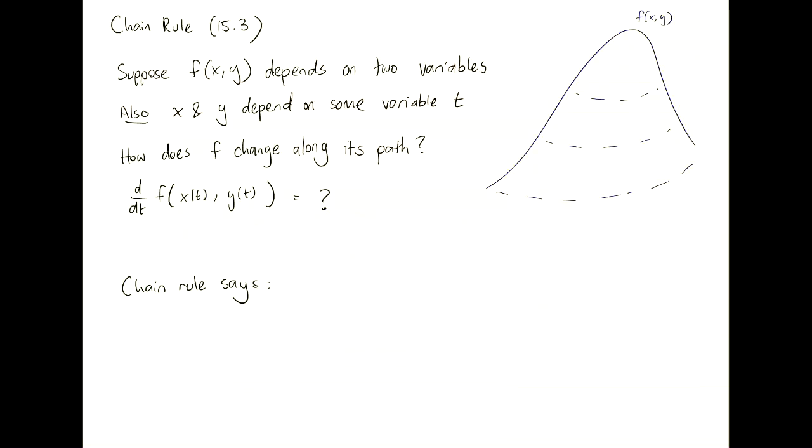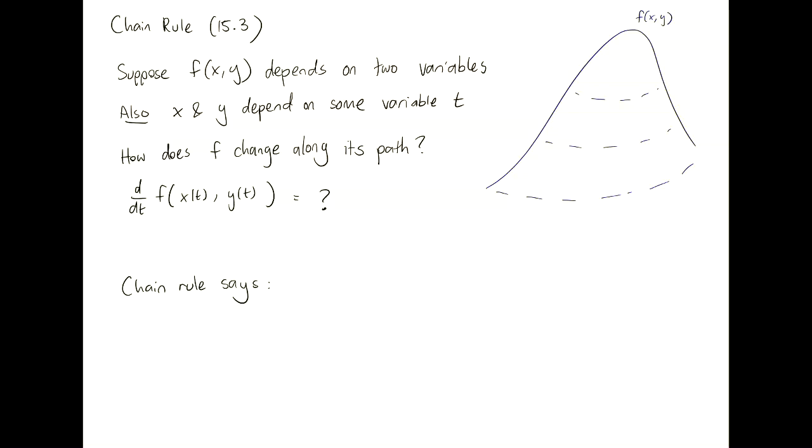The chain rule. Like 90% of calculus proofs are just applying the chain rule about 10 times in a row. The chain rule is very, very important, and we're going to remind ourselves of what it means. Suppose we have some f of x, y. A lot of the statements we're going to make in class depend on two variables, but we'll generalize them to n variables down the track as and when we need them. Also, we're going to say x and y depend on some variable t. How does f change along its path?